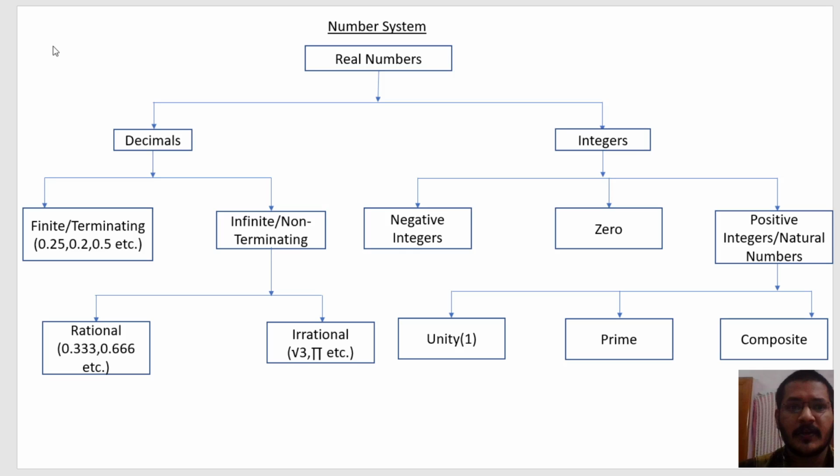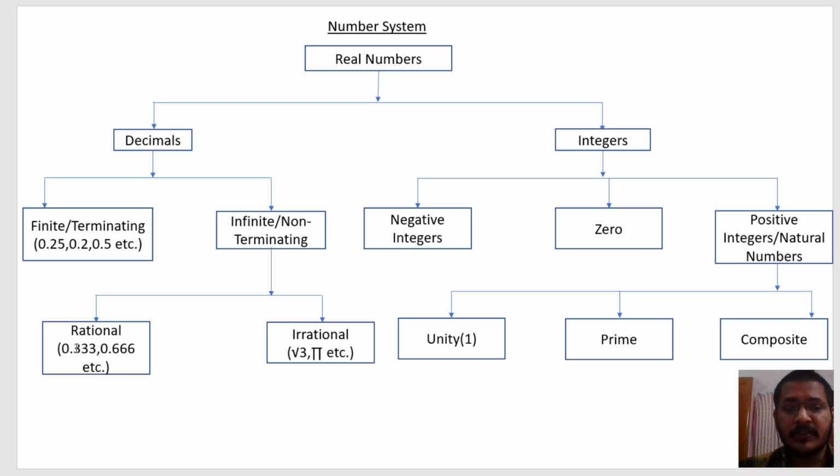Now the infinite and non-terminating decimals can be subdivided into two categories, rational and irrational. The rational numbers are those which can be represented in fractional form, like a by b. For example, 0.333 can be written as 1/3, 0.666 can be written as 2/3, etc. On the other hand, the irrationals can't be expressed in fractional form. We can't write root 3 or pi in any fractional form. So these are the differences between the rational and irrational numbers among the infinite non-terminating decimals.